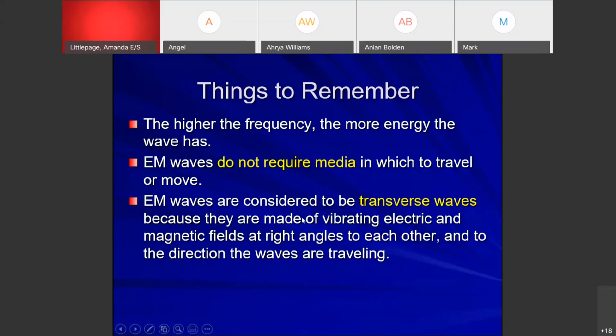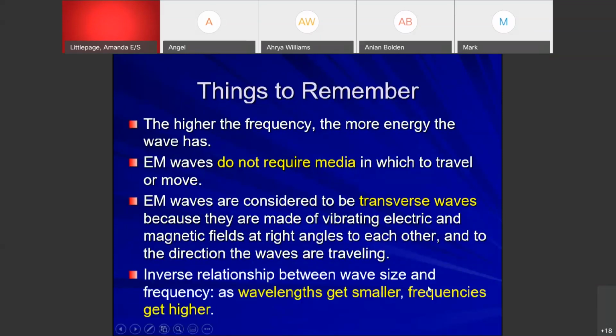And I mentioned this earlier, and that's because they are vibrating electrical and magnetic fields at right angles to each other and to the direction the waves are traveling. So they will have crests and troughs similar to what we observed in mechanical transverse waves. And lastly, there is an inverse relationship between wavelength and frequency. So as the wavelength gets smaller, frequencies get higher.